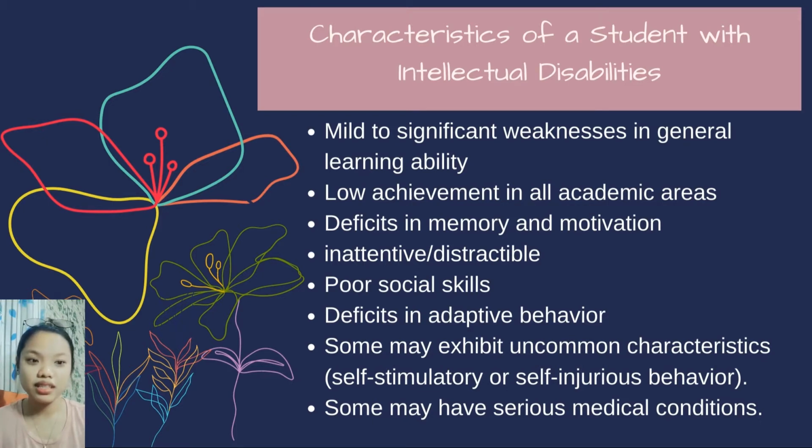Next, deficits in adaptive behavior. Next, we have children who may exhibit uncommon characteristics like self-stimulatory or self-injurious behavior, because there really are children who do this, who injure themselves. Then the last one, children who may have serious medical conditions which could result in intellectual disabilities.